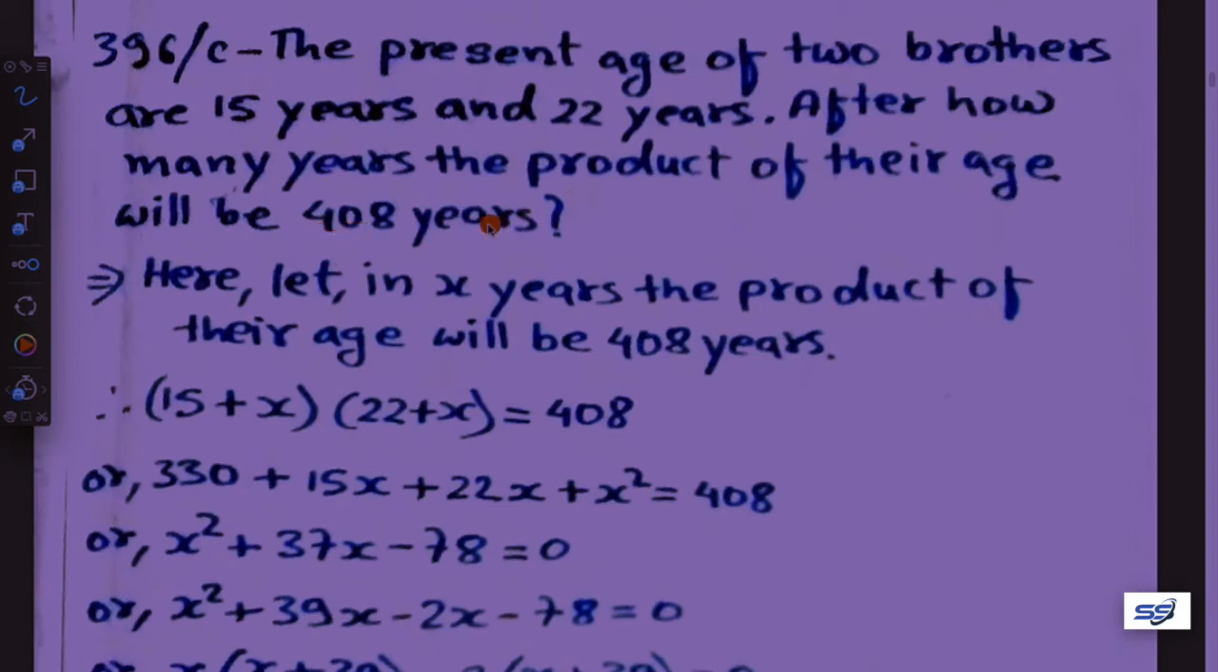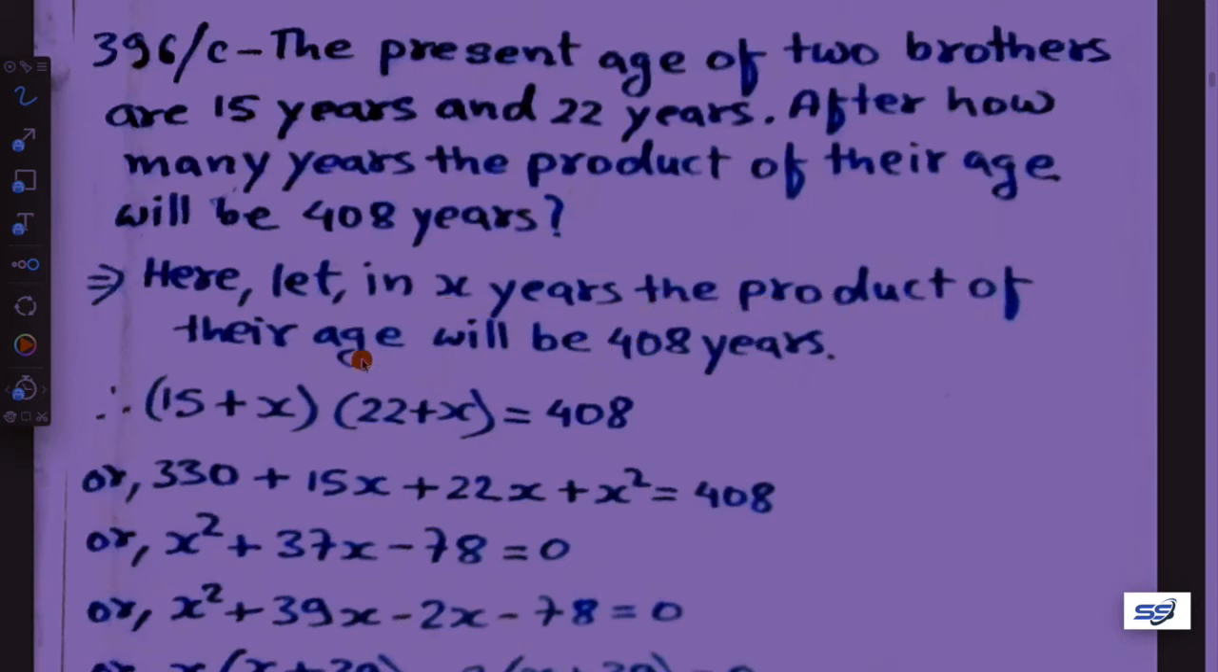And how long will it take so that the product of their ages will be 480? Now see here, let's find the number of years. To get the number of years, we should assume some things. Let in X years the product of the ages be 408. It means our assumption is X years.